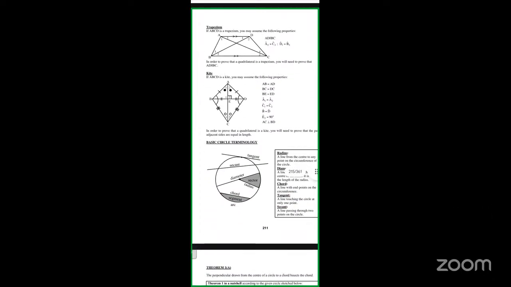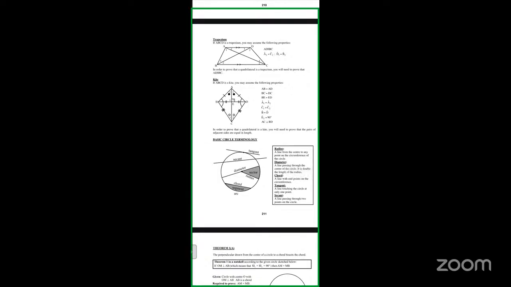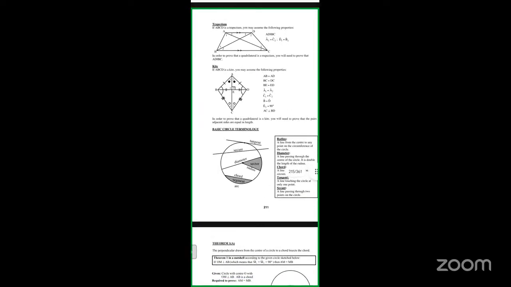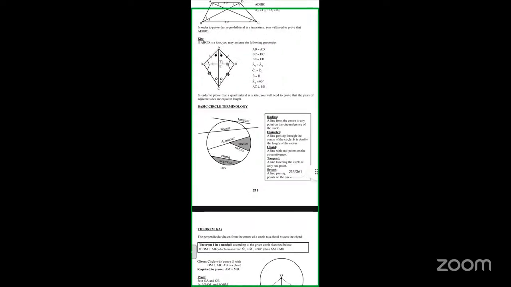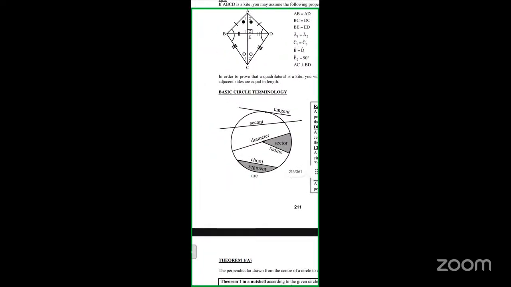Then now let's go to the fun part of Euclidean geometry, the most interesting part, my favorite part, I think, which is the basic circle terminology. We can see in this diagram right here, we have got tangent, secant, diameter, sector, radius, chord, segment, and arc. You need to know that terminology. You need to know the definition. You need to know what is meant by a diameter, a tangent, and a chord.